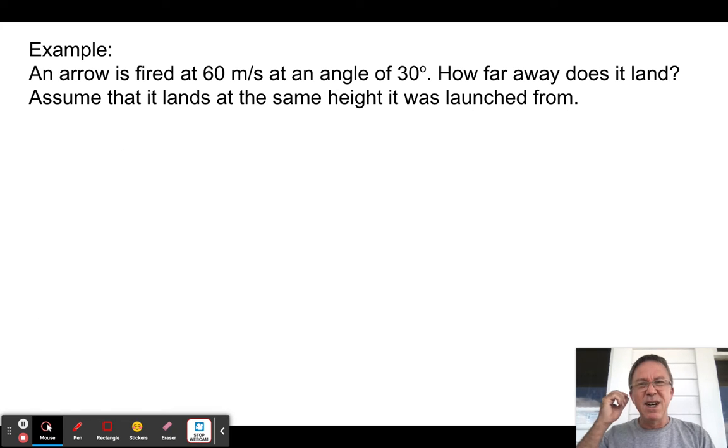All right, let's try another one here. Okay, so I have an arrow fired upward at 60 meters per second, angle of 30 degrees. How far away does it land? Okay, assume it lands at the same height that it was launched from, because that way it just simplifies the problem quite a bit. All right, so here you go.